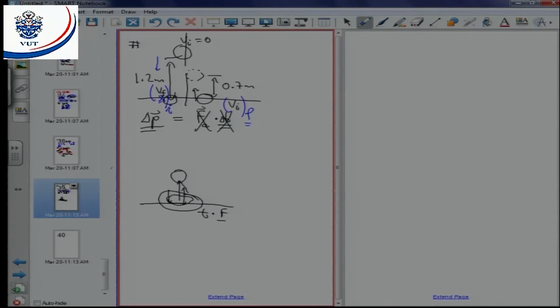And also just a reminder that if the ball goes to a height of 0.7 meters, that means after 0.7 meters, which is Vf, the speed is 0, so it stops.